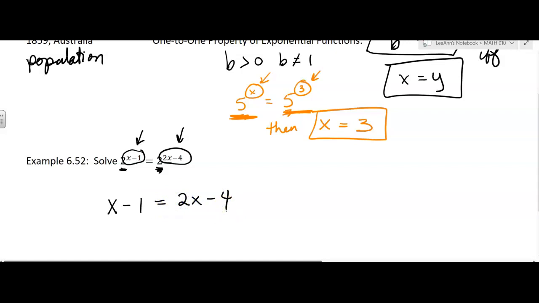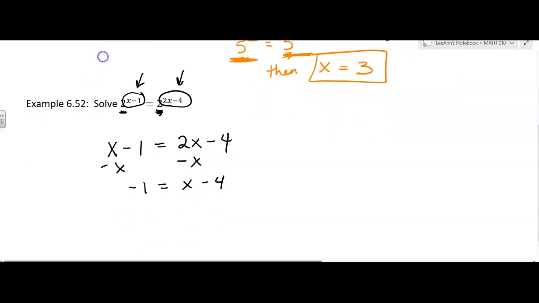That's a linear equation. Subtract x from both sides. And we get negative 1 equals x minus 4. And we're running out of room. Add 4 to both sides. And we get 3 equals x.